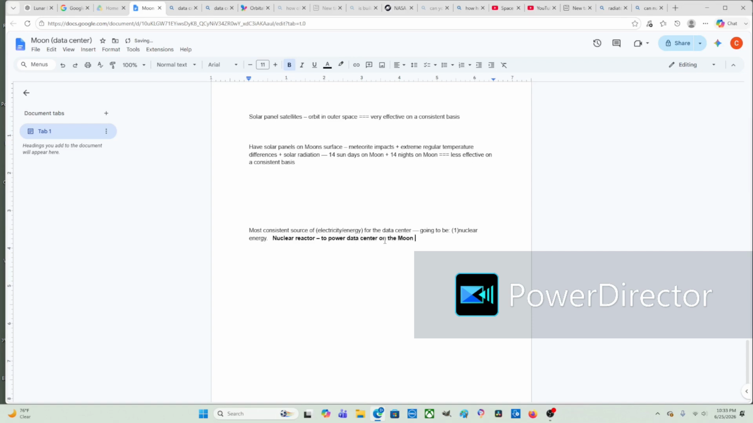on the moon is once again the most viable option, plus consistent option to meet the needs of the moon data center. So viable option, the most consistent option to meet the needs. Potentially some people could say it's the option that results in the least problems.